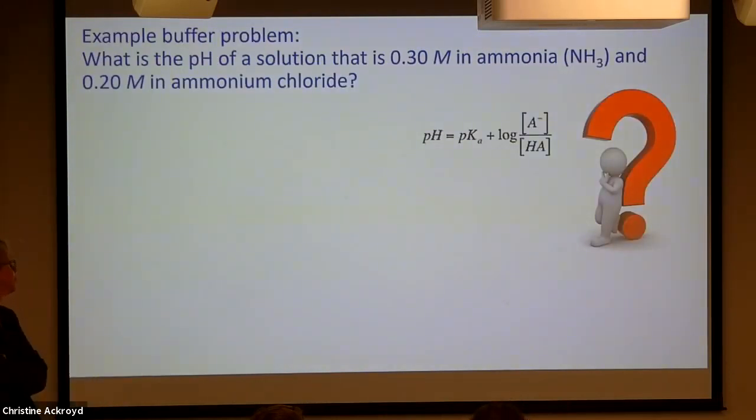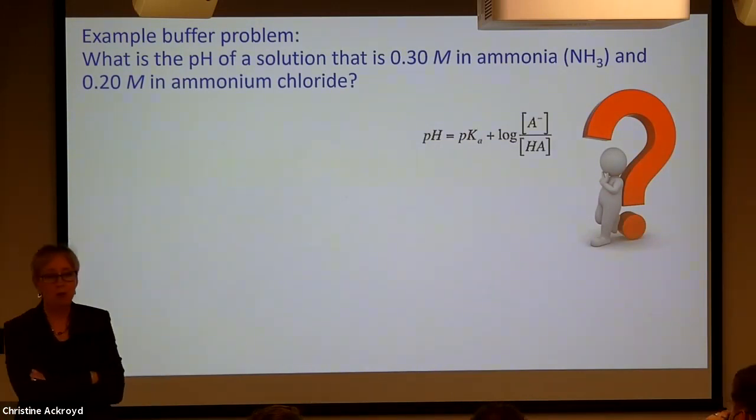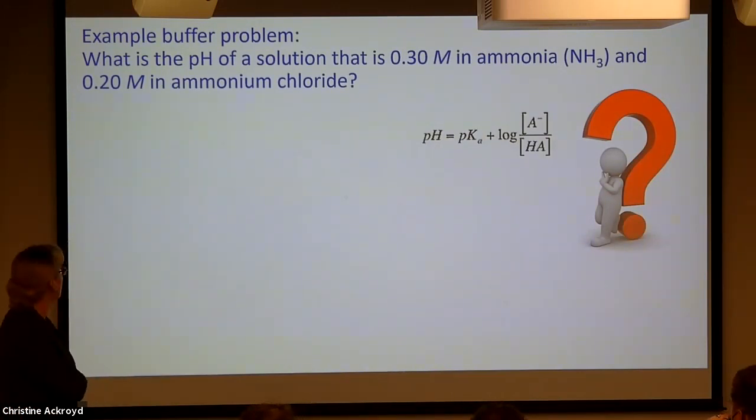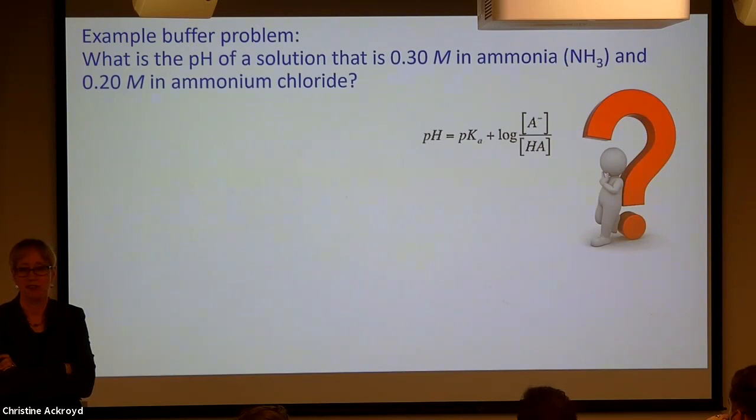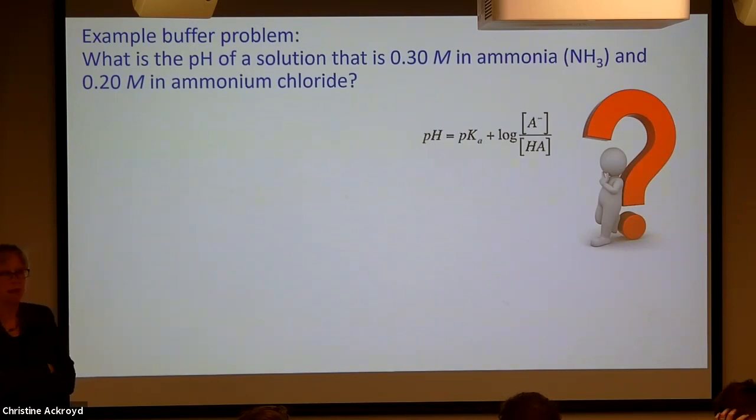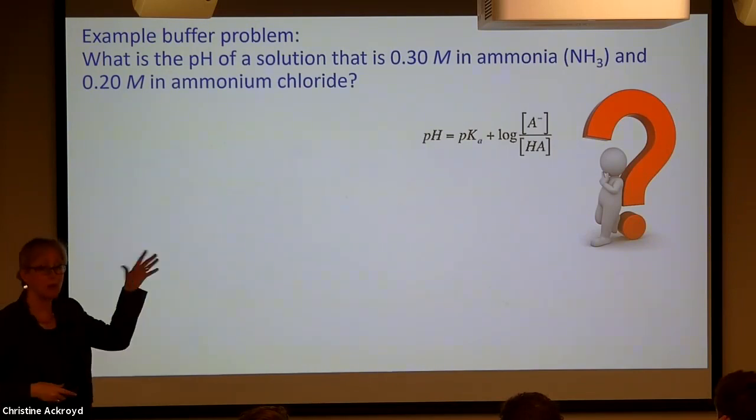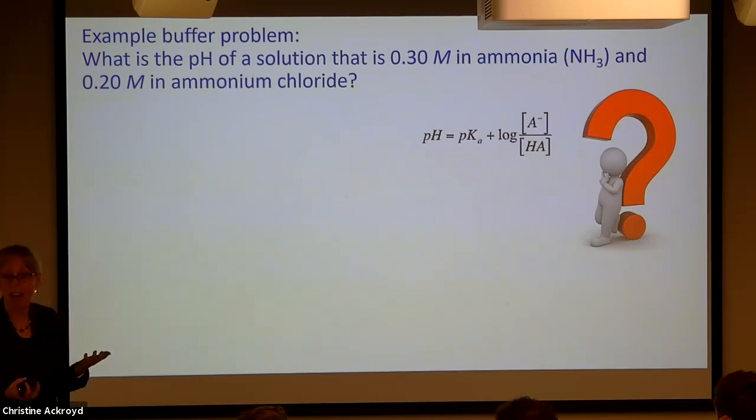So let's do an example. Okay, so I have a solution, 0.3 molar in ammonia and 0.2 molar in ammonium chloride. What's your clue that this is a buffer solution? First of all, there are two things present. If you look at the Ka table, ammonium is the acidic form and ammonia is the conjugate base. So when you're working a problem like this, make sure you know what you have. This is a buffer solution.